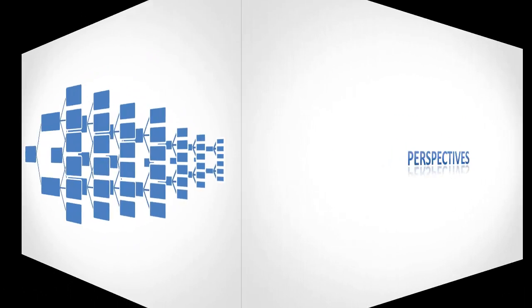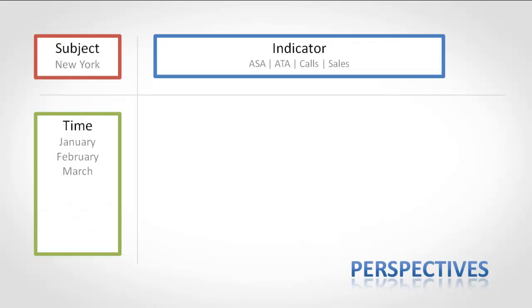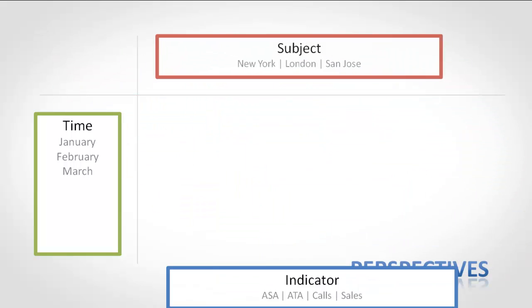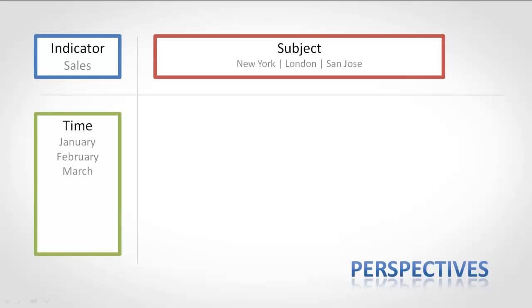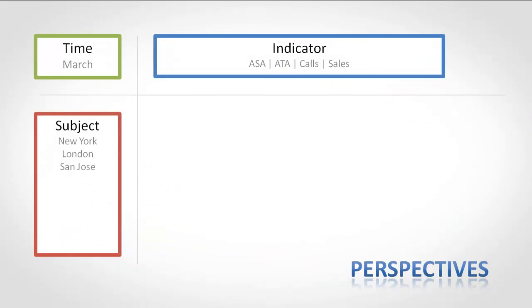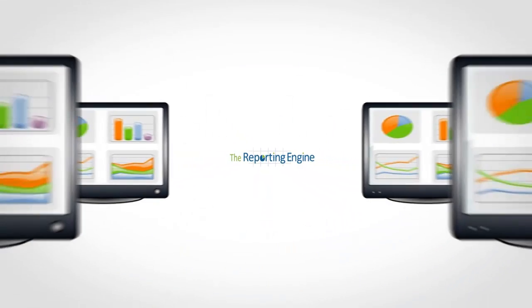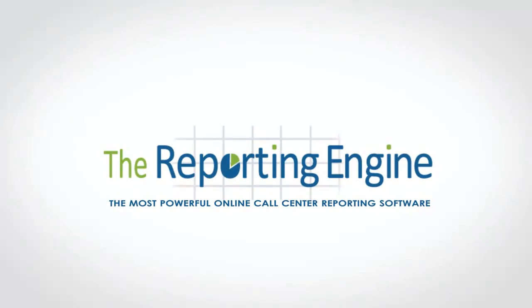The basic elements and their position within the report enable vastly different perspectives. Elements such as the subject, the time period, and the indicators are customizable to your requirements. Notice how the subject has been repositioned? Each of these perspectives reveals valuable insights regarding your business. The Reporting Engine was designed to consider the unique reporting needs of all types of users.